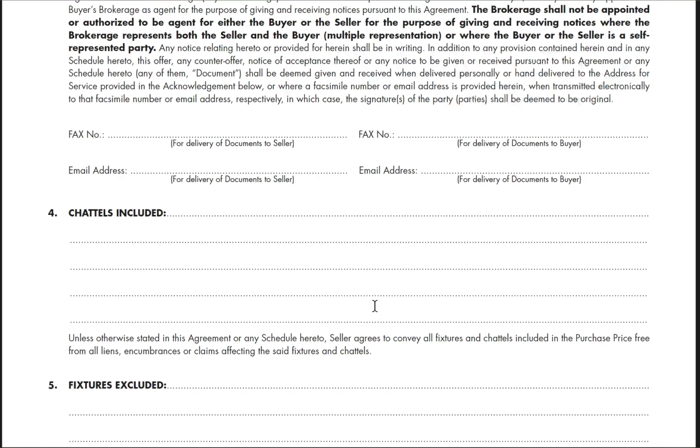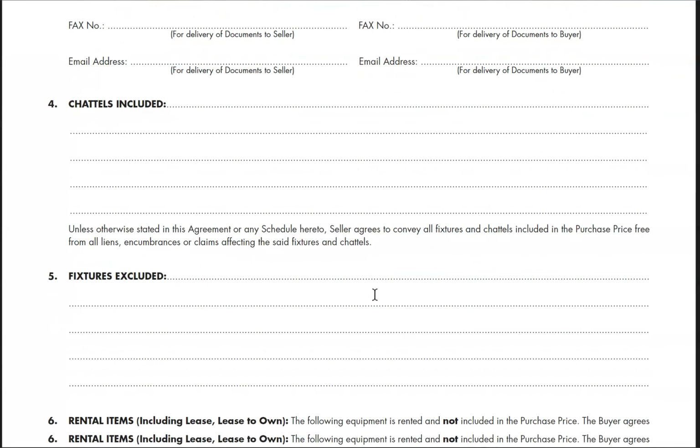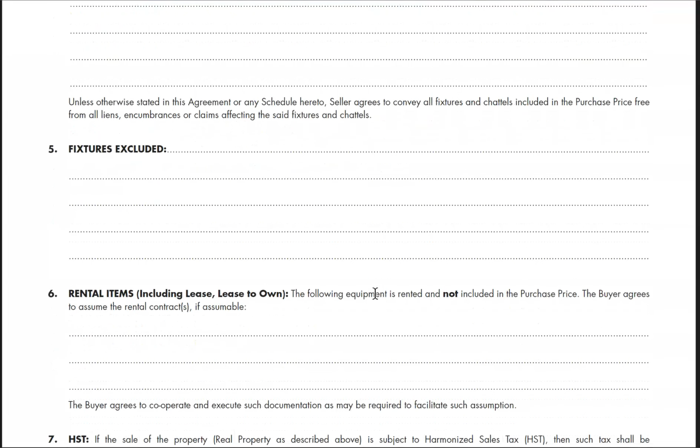So, going on to fixtures excluded. Generally, fixtures excluded is critical for clarifying which fixed items the seller is taking with them when they move. Unlike chattels, which are movable, fixtures are normally expected to stay with the property.